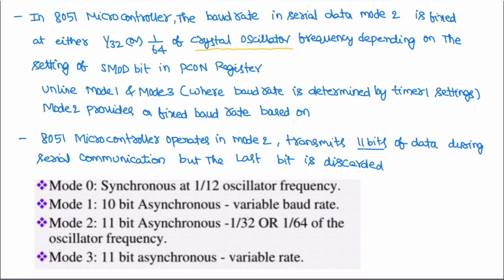Next, mode 0 is synchronous at 1 by 12th of oscillator frequency. Mode 1 and mode 2 are asynchronous modes, but in mode 2 it is 1 by 32 or 1 by 64 of oscillator frequency, and mode 3 is 11 bit asynchronous with variable rates. So in the 8051 microcontroller, the baud rate in serial mode 2 is fixed at either 1 by 32 or 1 by 64 of crystal oscillator frequency, depending on the SMOD bit in the PCON register. Unlike mode 1 and mode 3, where baud rate is determined by timer 1 settings, mode 2 provides a fixed baud rate.